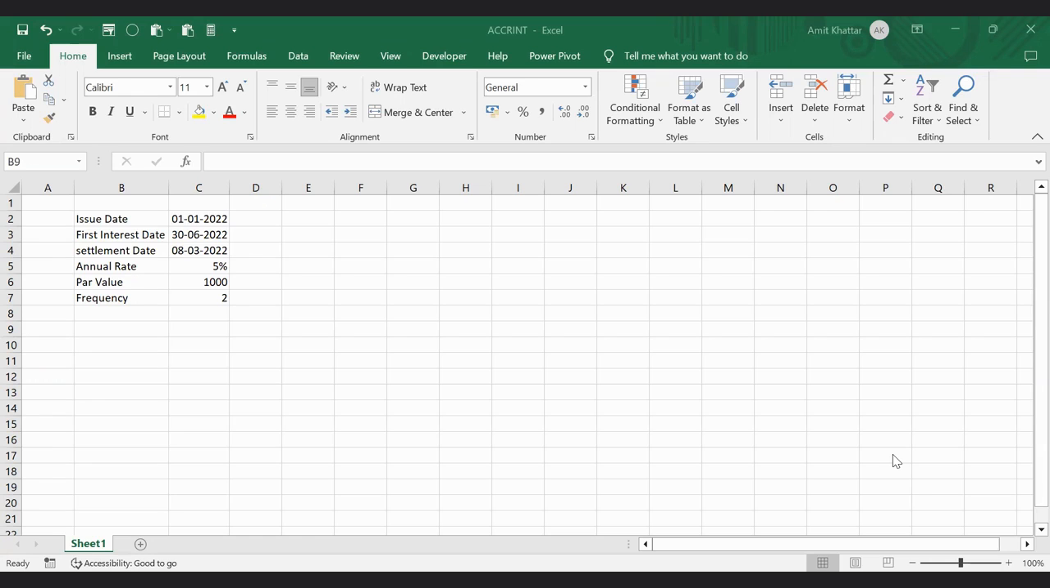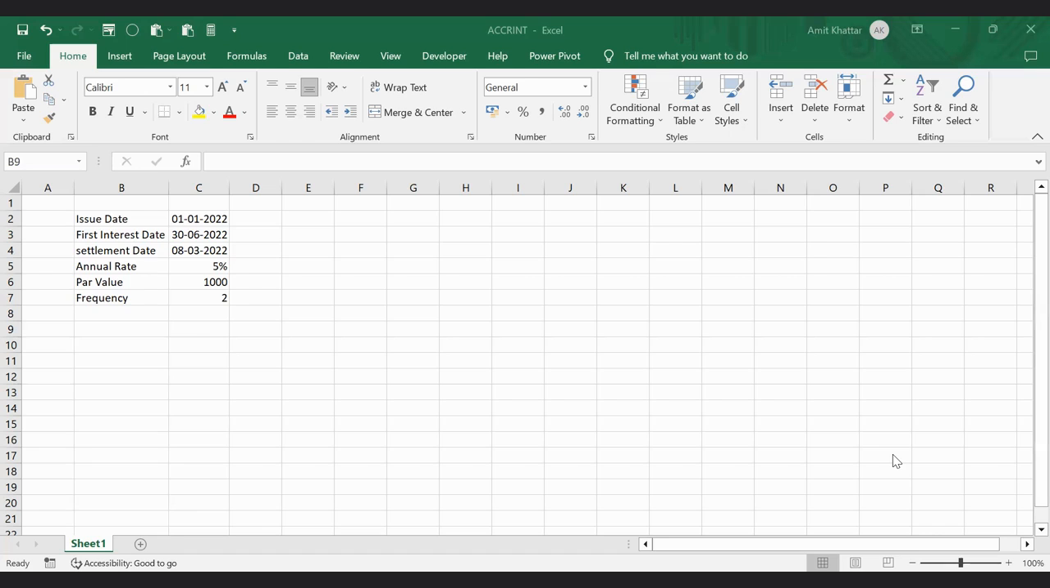When the settlement of the bond happens, along with the payment of the market price, there is a payment of accrued interest that also comes in from the buyer to the seller of the bond. Now, other data that I have over here is the annual rate, which is the interest rate, 5% annually. Par value, which is the principal face value, 1000. And since it's a semi-annual coupon bond, frequency is 2.